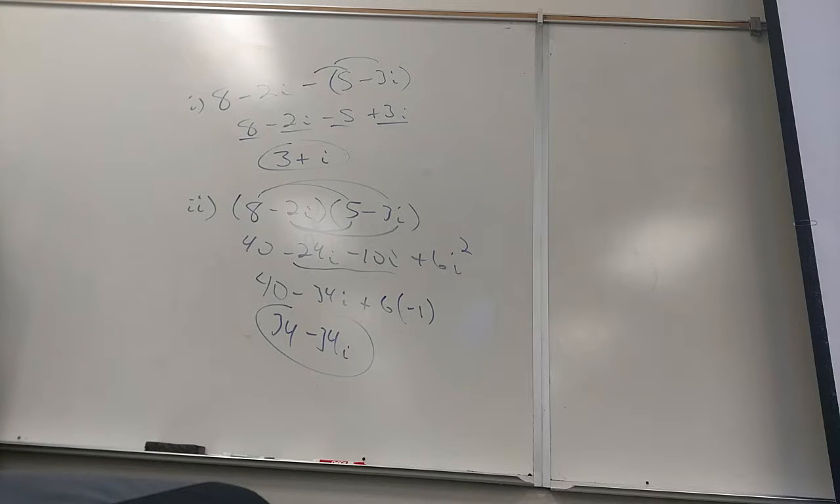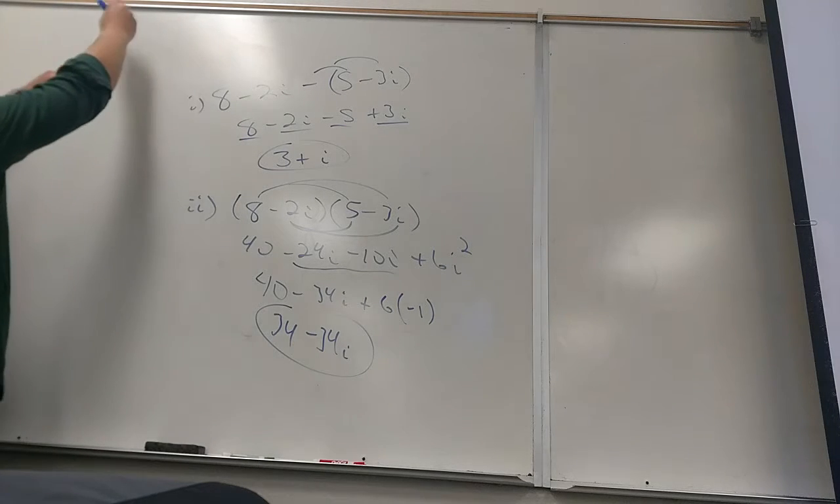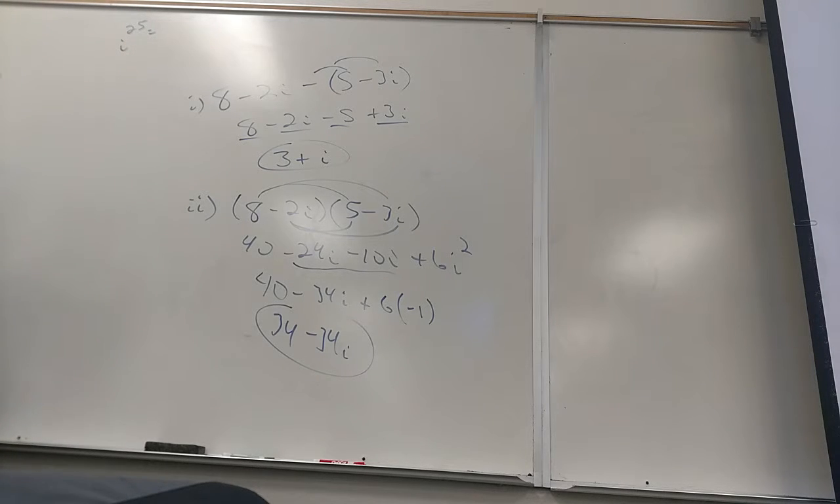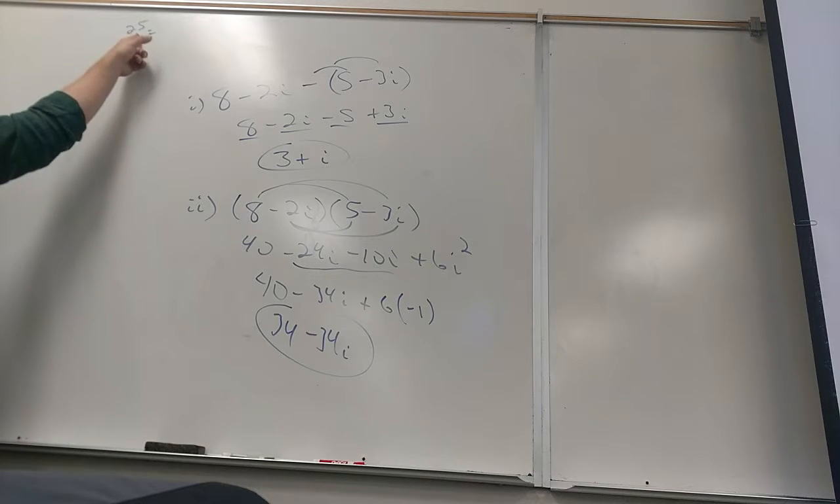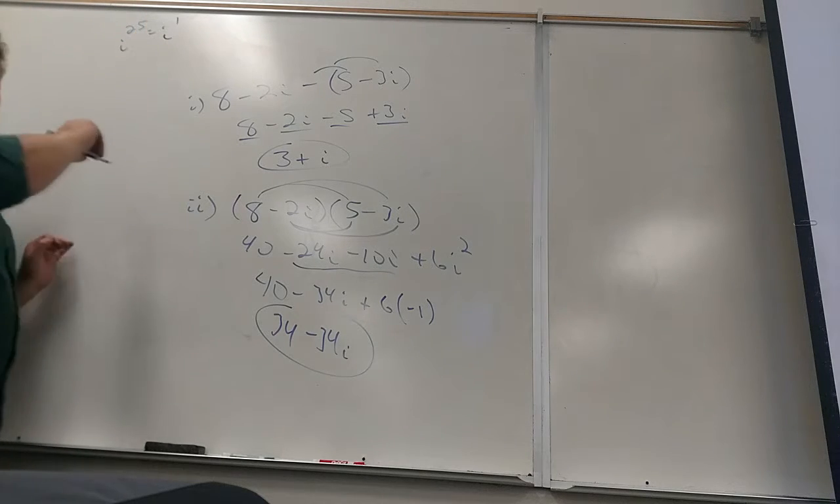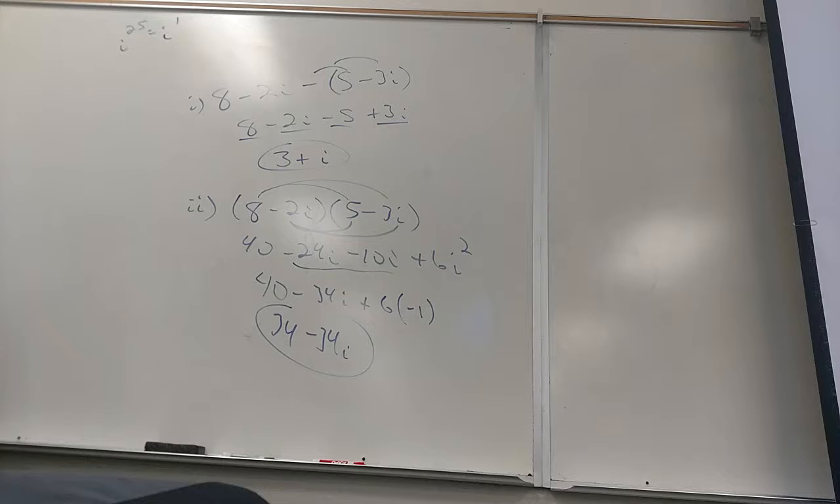Yes? You had an example of i to the 25th. Sure, okay. Can you explain that? i to the 25th. So since every fourth starts over, I divide by 4 to take out all those terms. So 25 divided by 4 has remainder what? Yeah, so this is the same thing as i to the first. And what's i to the first? i.